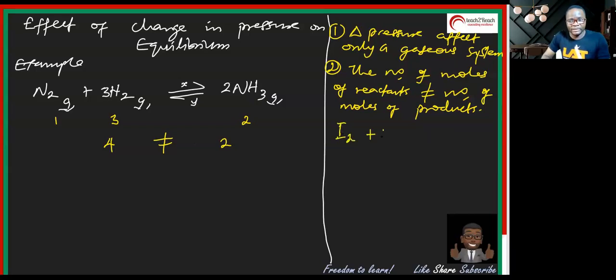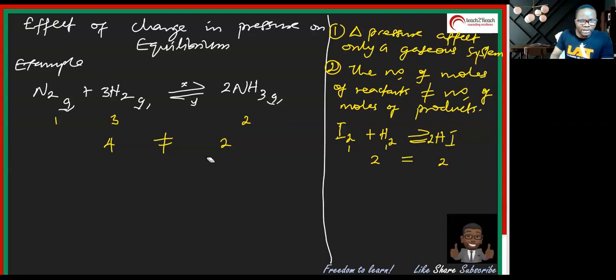If you have a reaction in which iodine reacts with hydrogen to form hydrogen iodide, the number of moles here is 2 and the number of moles here is 2. Balanced equation. So you can see the two of them are equal. Since they are equal, change in pressure does not affect this kind of reaction. I hope you got the clue. So basically I have 4 moles here, I have 2 moles.